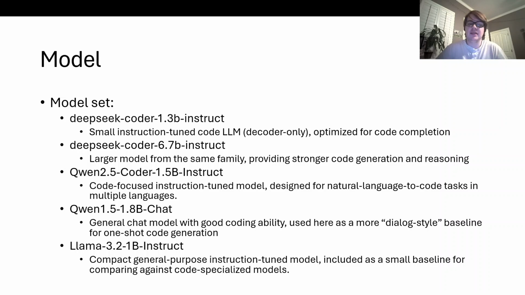Then we have Meta's Llama with 1 billion parameters and is instruction-tuned. It's a compact general-purpose model as a small baseline against other code specialized models.